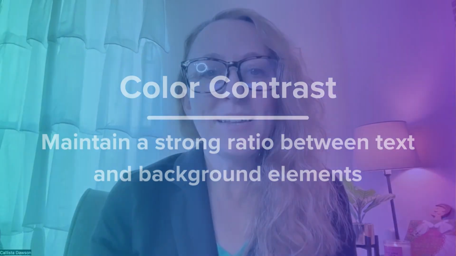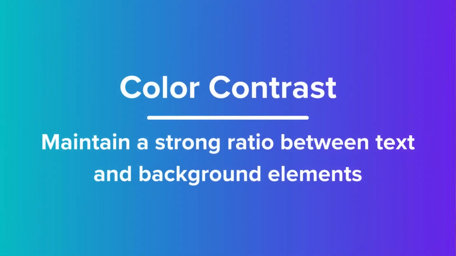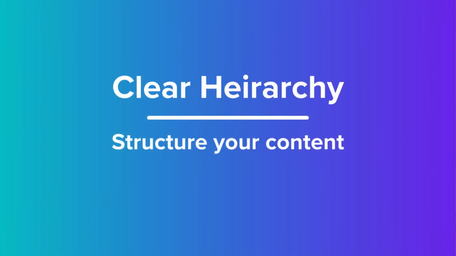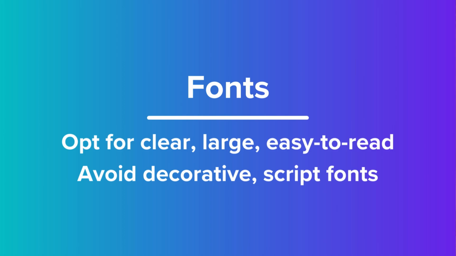2. Color contrast. Maintain a strong contrast ratio between text and background elements. This ensures optimal readability for learners with visual impairments. 3. Clear hierarchy. Structure your content logically using clear headings, subheadings, and bullet points to make it easy for learners to navigate and understand the information. 4. Font size and style. Opt for clear, large, and easy to read fonts. Avoid using overly decorative or script fonts that can be difficult to decipher. They are pretty, but they're not legible.